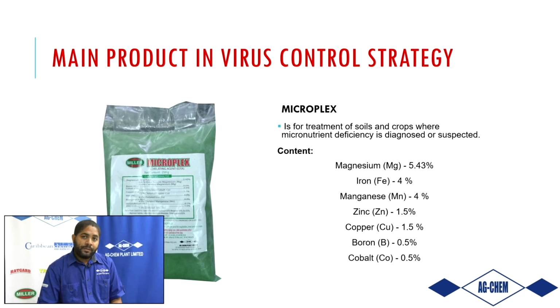So key ingredients in our Microplex: magnesium about 5.4%, iron 4%, manganese 4%, zinc 1.5%, copper 1.5%. Copper also helps to fight off your bacterial infections. Our Sulcox, one of the major ingredients in the Sulcox is copper hydroxide. Boron 0.5% and cobalt 0.5%.